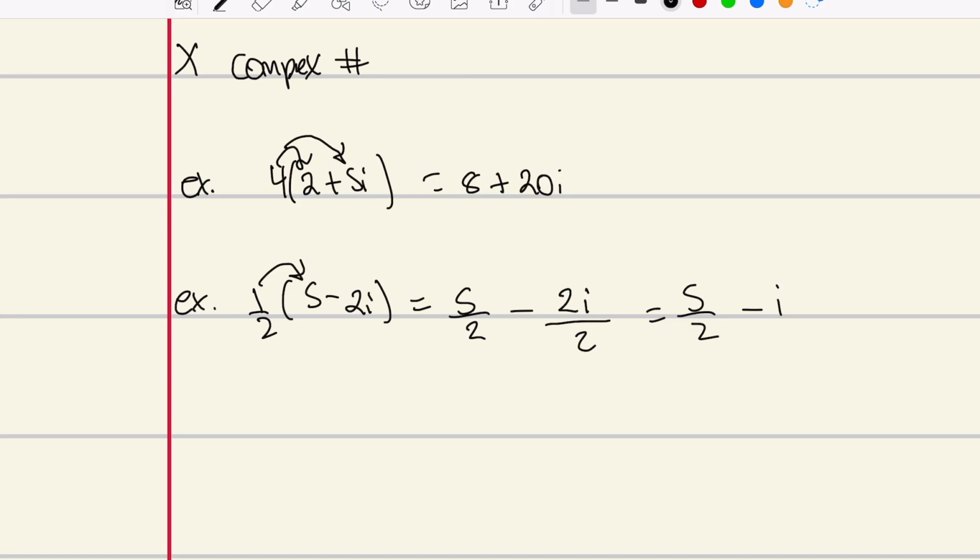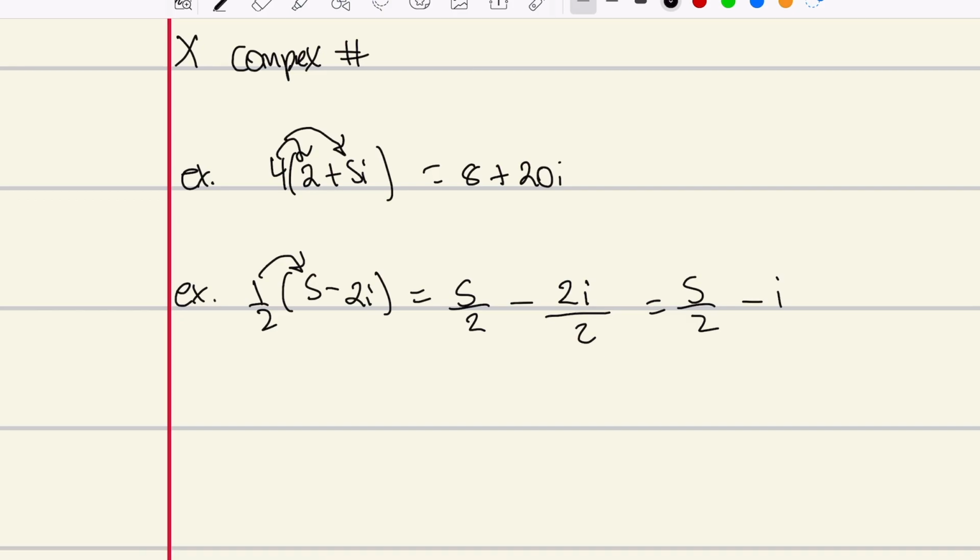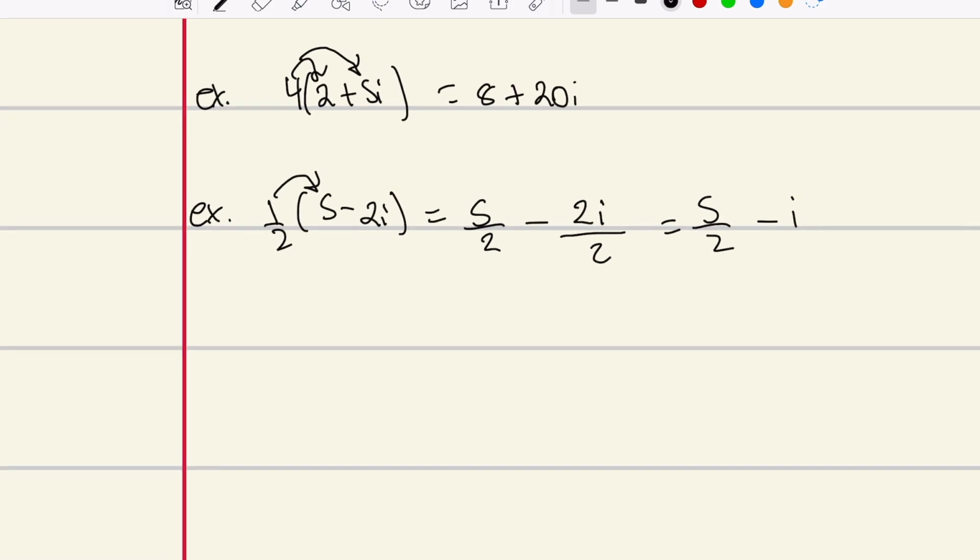Okay, so for dividing, we have to find the complex conjugates for each number. It doesn't make sense right now, but let's understand what a complex conjugate is.